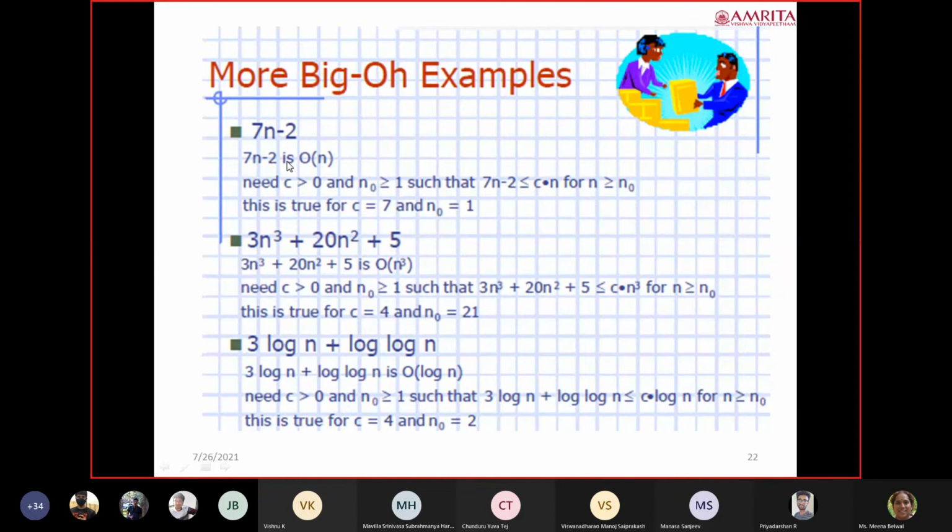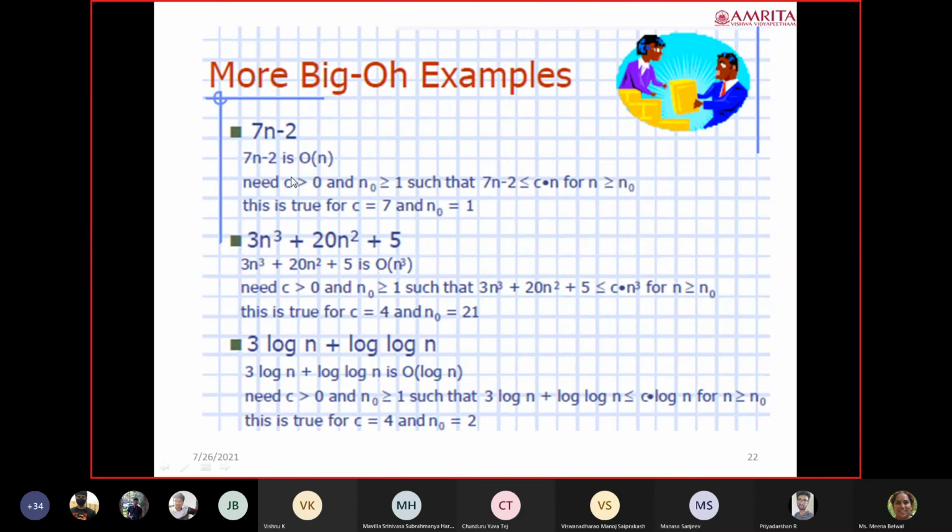So 7n minus 2 is O of n, but you need C to be greater than 0, and n0 greater than or equal to 1, such that 7n minus 2 is less than or equal to C of n. So f(n) is less than or equal to C of n for n greater than or equal to n0. We can write n0 as greater than 0, a positive constant, or I can also say n0 is greater than or equal to 1, to say that n0 is not 0.